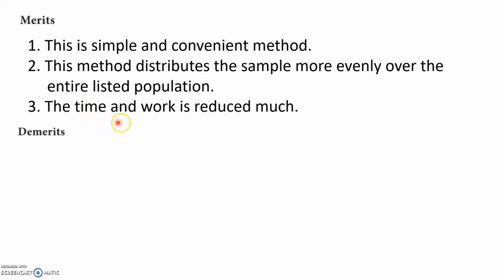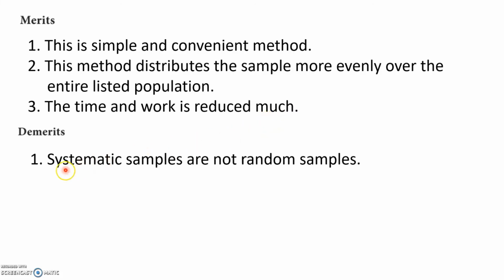Then the third is that the time and the work are reduced much. You don't have to do a lot of calculations to find each sample, and the time is much reduced in picking the sample. But everything has its own advantages and disadvantages. So what could be the demerits? Systematic samples are not random samples. You're not randomly picking them. Once you choose the first number at random within the first k units, the subsequent numbers are not random. They are in a systematic pattern. So that could be a disadvantage.